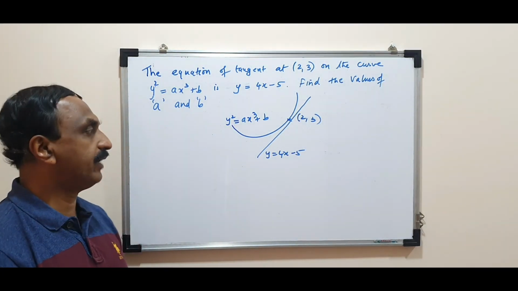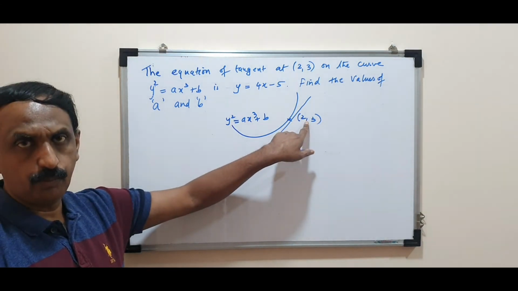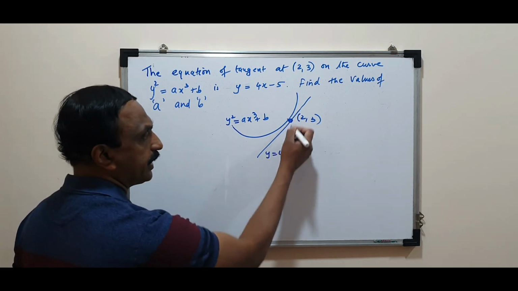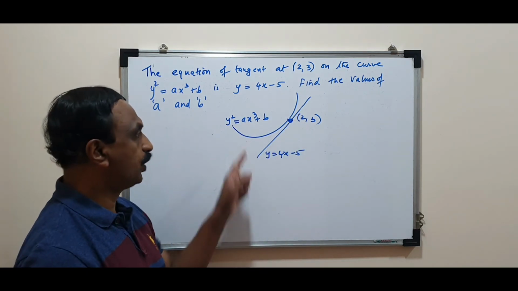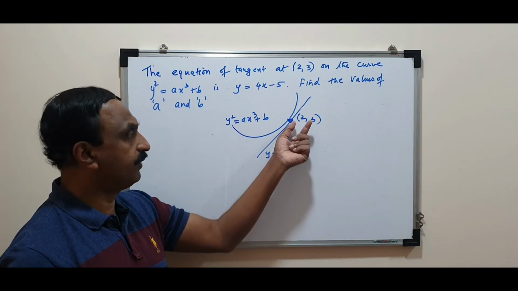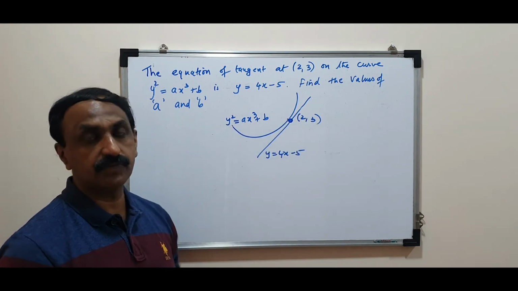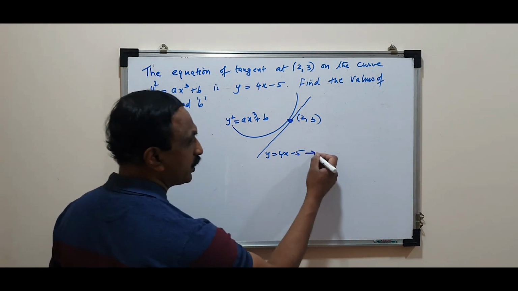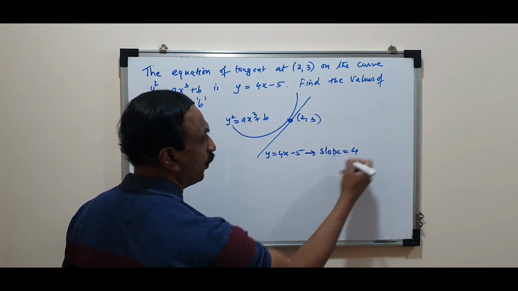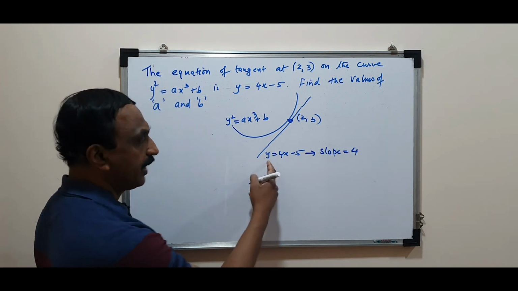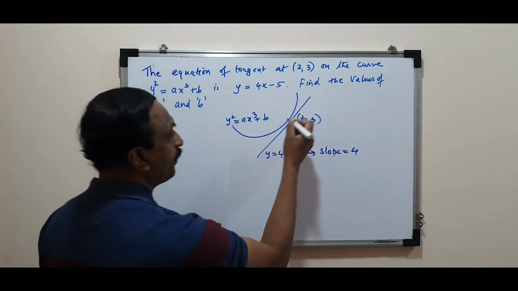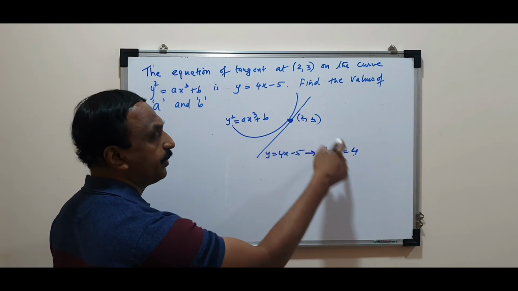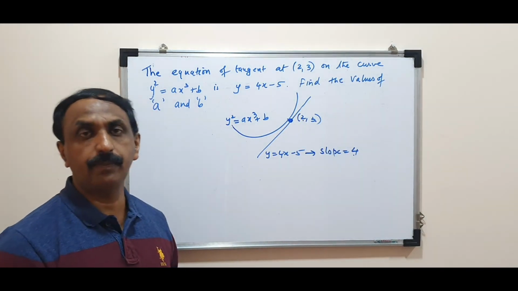What are the conditions that we have? First and foremost, point 2, 3, where is it? It is on the curve. It is also on the tangent. Since I want to find a and b, what will I apply? 2, 3 will satisfy this equation. This is one thing I can apply. The second thing I can apply is the slope of the tangent, which we can see is 4, y equal to mx plus c, so dy by dx is 4 here. The slope of the tangent at 2, 3 is 4. So dy by dx at 2, 3 should be 4. So these two conditions we apply, we get a and b.